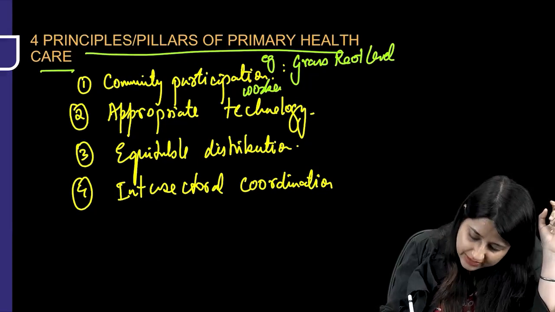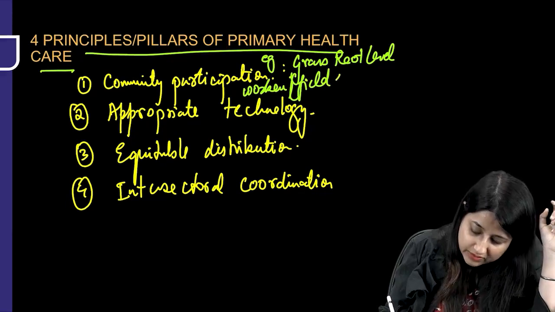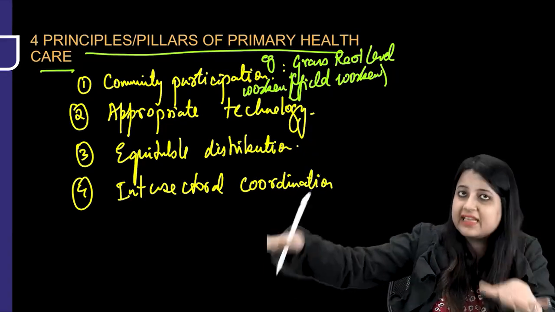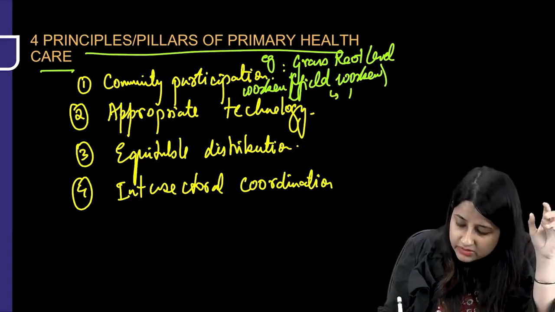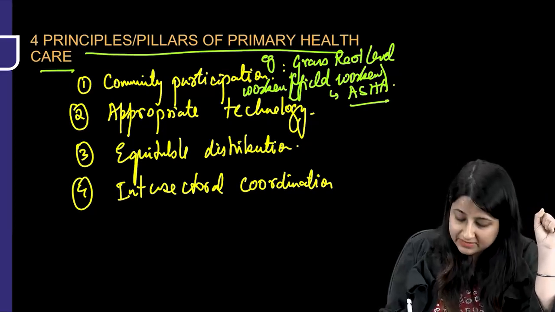What are the grassroots level workers? We'll be discussing ahead also. They are nothing but field workers. Those who are working in the field, not in any healthcare setup. They are in the field. Okay, the most important example is an ASHA. ASHA is an example of community participation.